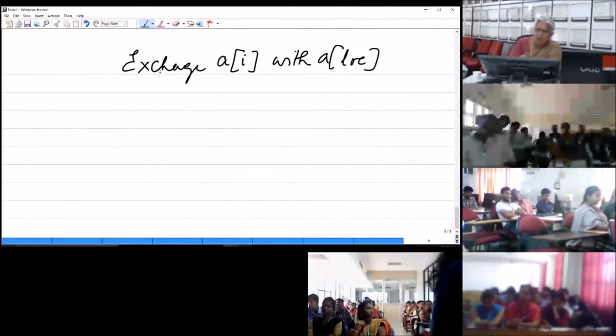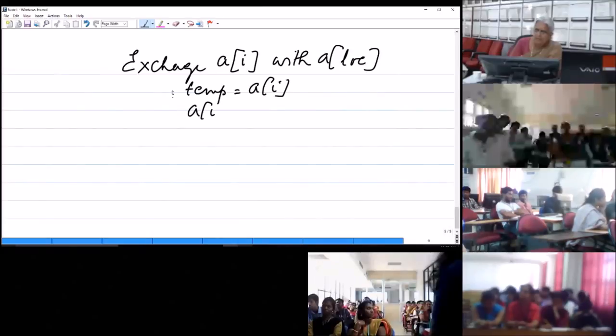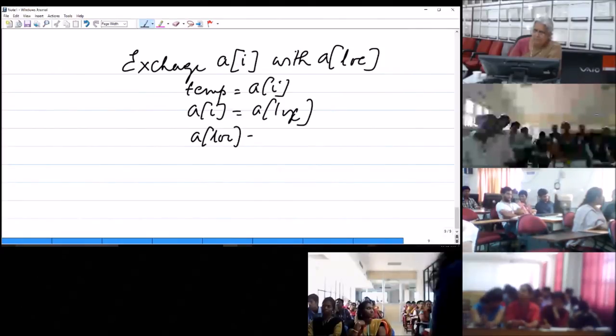So what am I going to do? I'm going to put temp is equal to A of I, A of I equals A of loc, A of loc equals temp. Okay, so that is the outer loop.